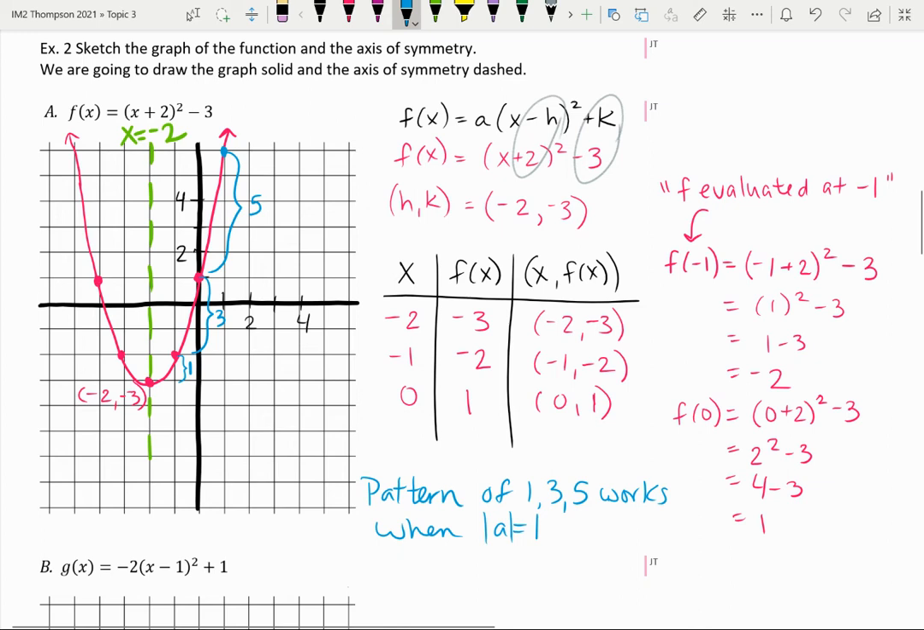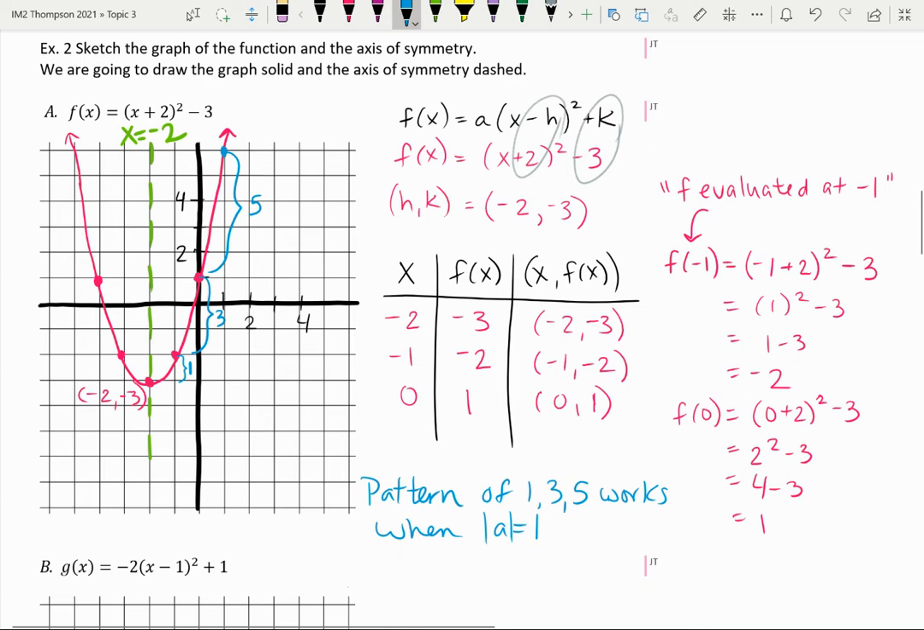So 1 times 2 is 2. 3 times 2 is 6. And 5 times 2 is 10. So they just get multiplied, which is easier sometimes to use when graphing. We'll be doing it a lot, so you'll see it a few times. All right, we're going to repeat this work for the next problem.